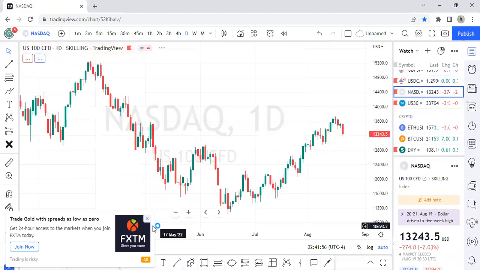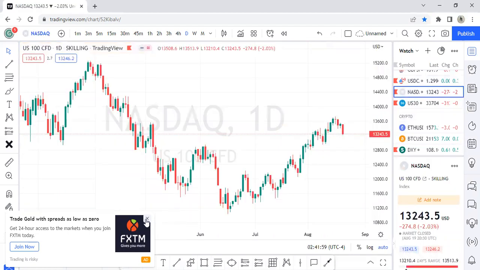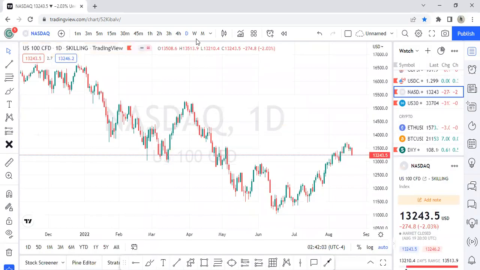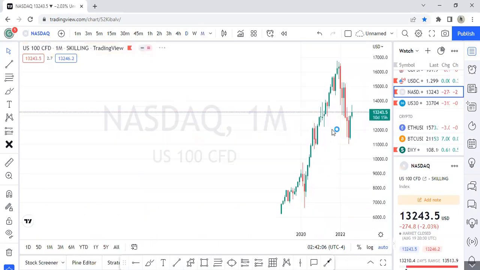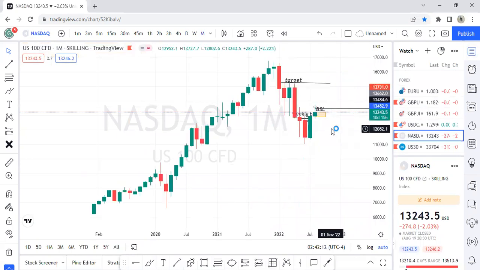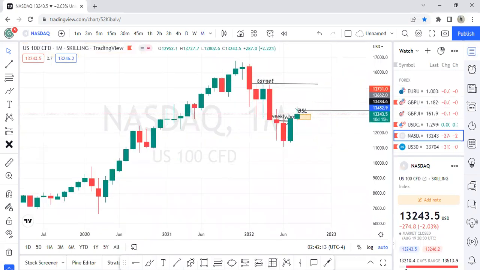Okay. So the Nasdaq has been bullish for quite a while. I think I talked about this. Let's go to the monthly time frame. We had liquidity captured at this point. You can see the market has been rallying up and up, right?